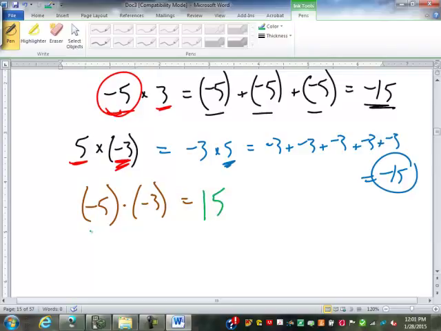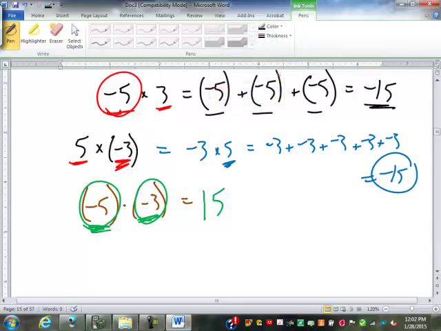Positive 15. We've all been taught a negative times a negative is a positive. We've learned it and we've memorized it. But the question is why? I mean, technically, according to our definition of multiplication, this can't be done. We cannot take negative 3 of the negative 5s and add them together. We can't even switch it around. We can't take negative 5s of the negative 3s and add them together.